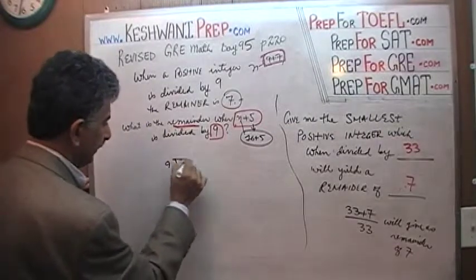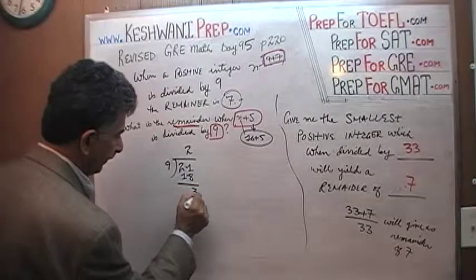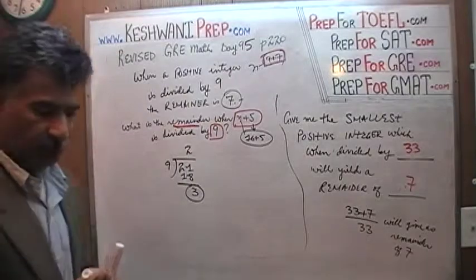21 divided by 9, if you were to do that, it goes 2 times 18, and that will give us the remainder of 3, voila. So the answer to this question is 3.